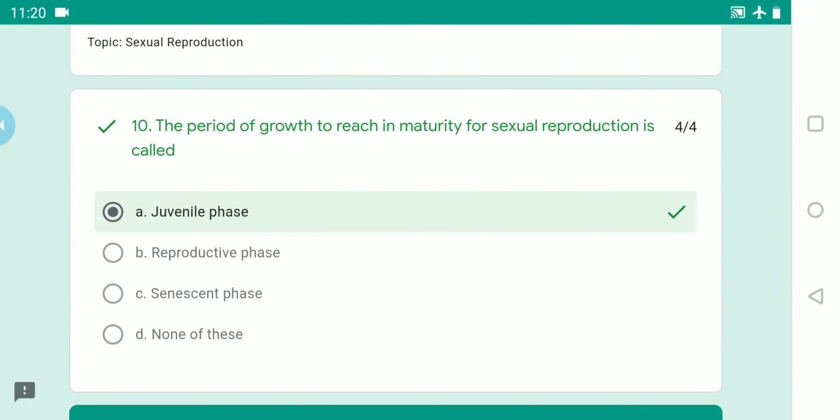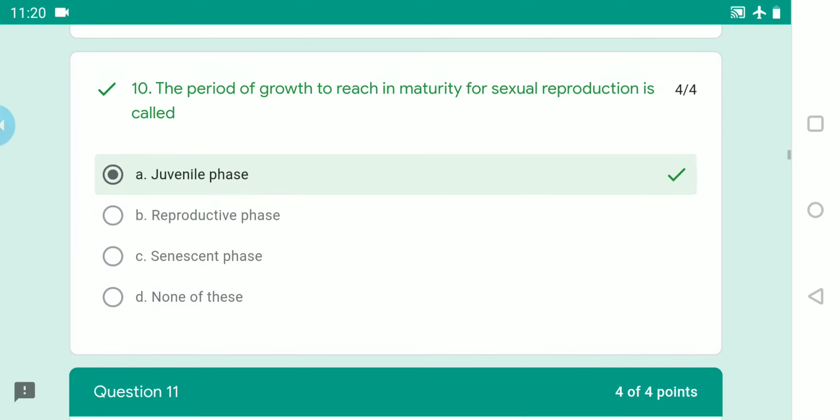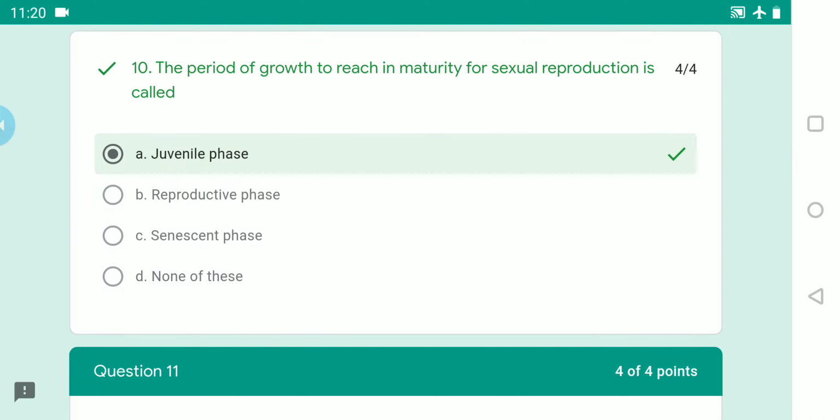Next question, related to sexual reproduction. The period from growth to the attainment of maturity in sexual reproduction is called the juvenile phase. I told you this while we were discussing the phases in sexually reproducing organisms. There are three phases: juvenile phase, which is nothing but the vegetative phase, then the reproductive phase, and the final one is senescent. Which is the right answer? Option E.